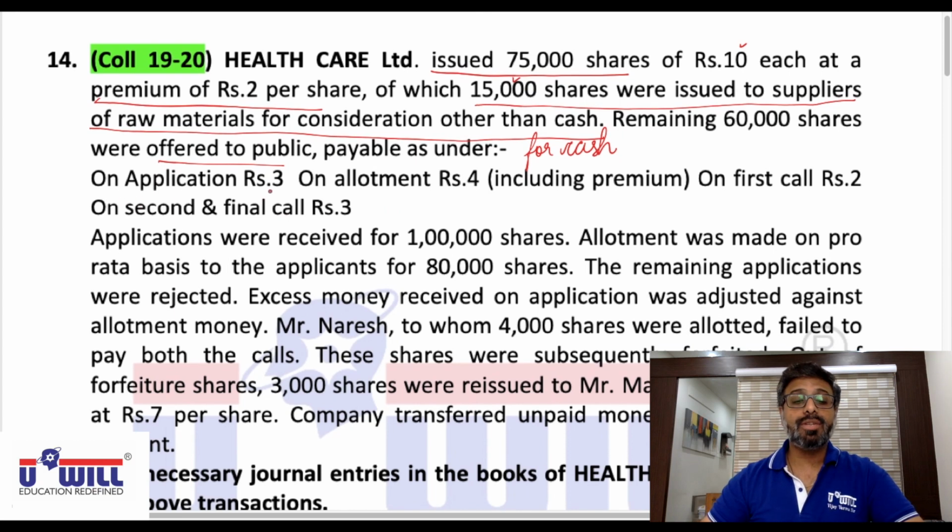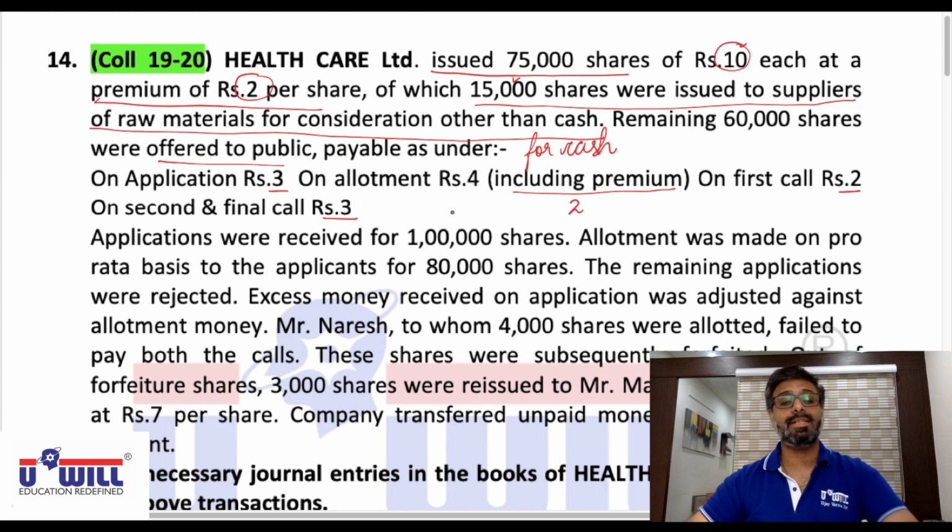On application 3 rupees, allotment 4 including premium, which is given here as 2 rupees, means 4 minus 2, remaining 2 is towards the face value. First call 2 rupees and final call 3 rupees. 4 installments are there. 3 plus 4 minus 2, 2 rupees of allotment. So 3 plus 2, 5 towards the face value, plus 2, 7 plus 3, 10. You can cross check, it is equal to face value rupees 10.